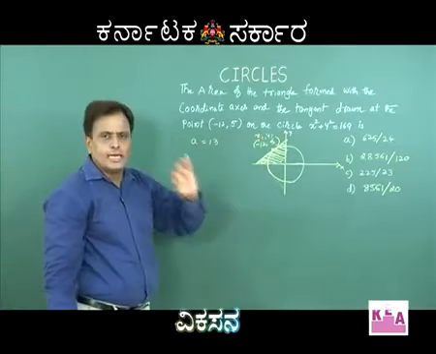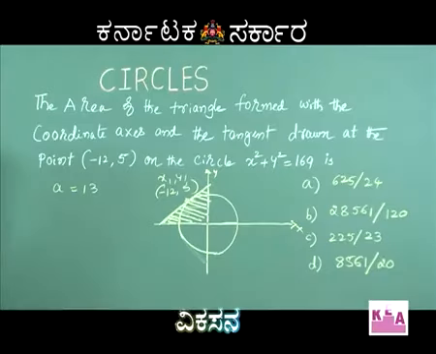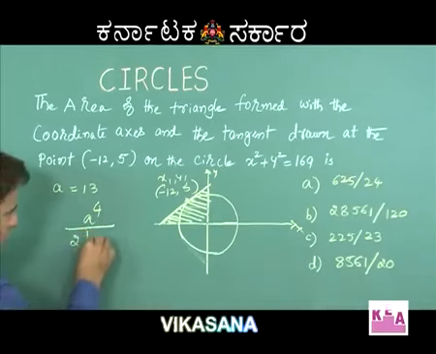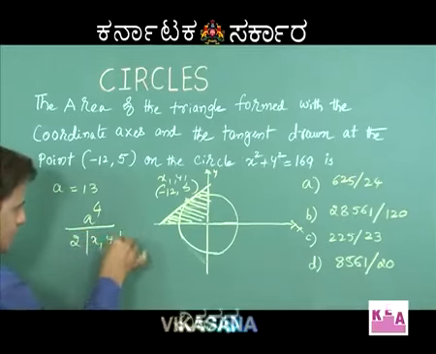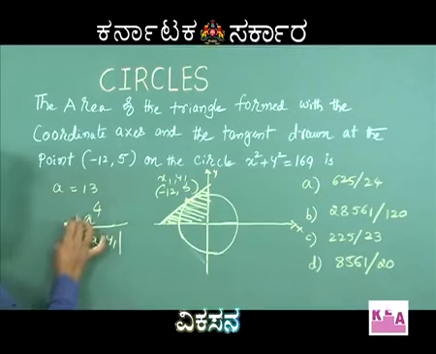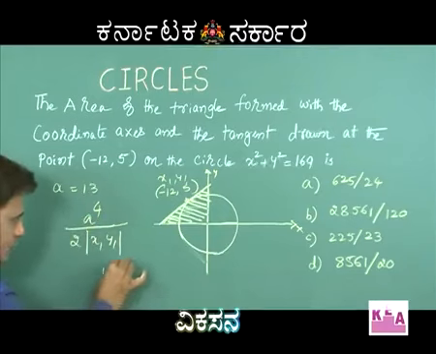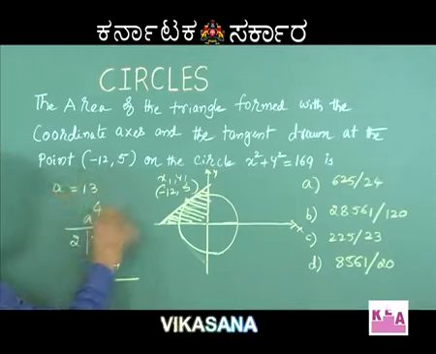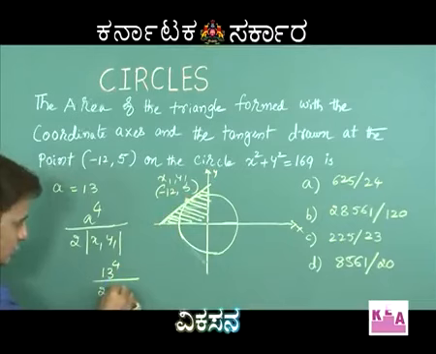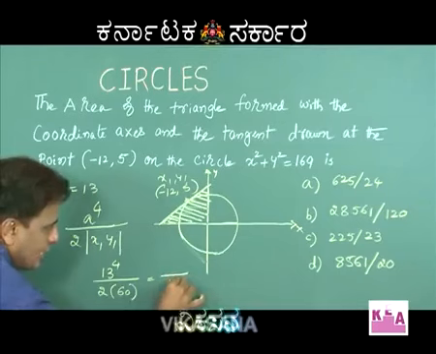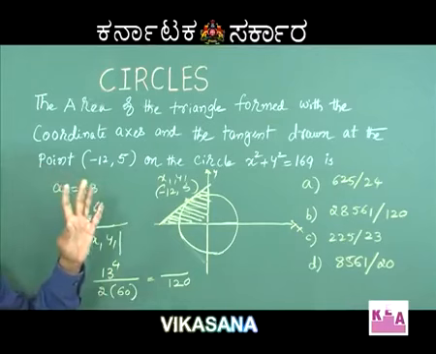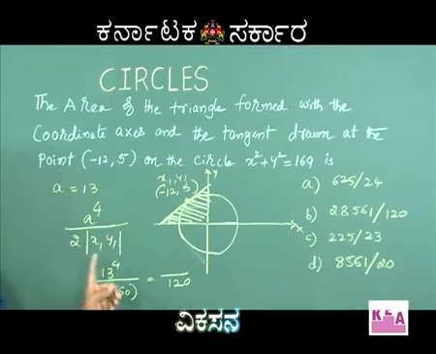To find out this area directly, I am going to give you the shortcut. The shortcut is a raised to 4 upon 2 times the modulus of x1 y1. Now simple substitution: a is equal to 13, so 13 raised to 4 upon 2 times x1 into y1. x1 is 12, 12 into 5 is 60. Modulus means the negative gets cancelled. That is, the denominator is 120. So no option has denominator 120 except B. There is no need for you to calculate 13 raised to 4.